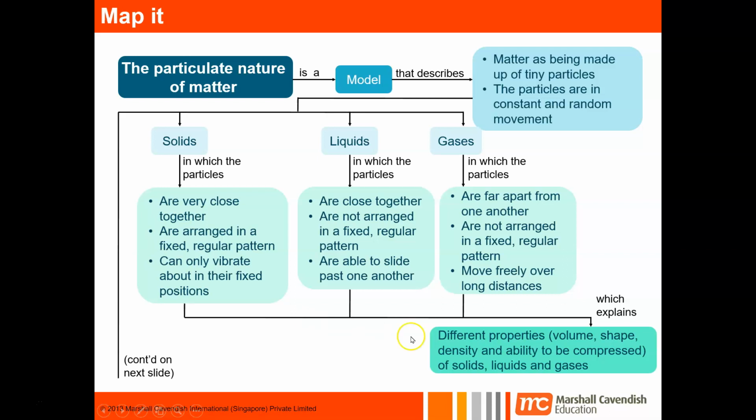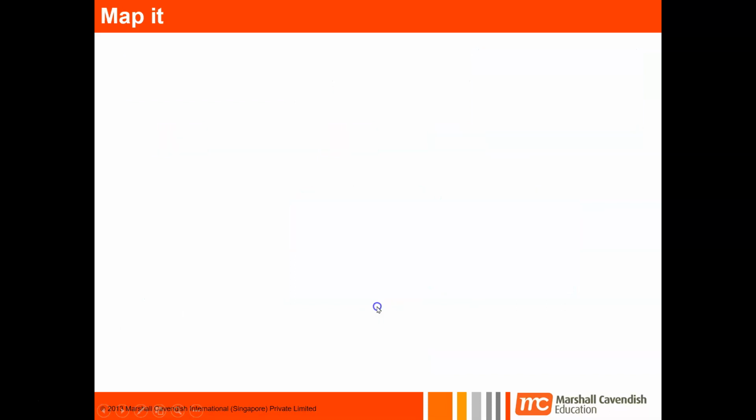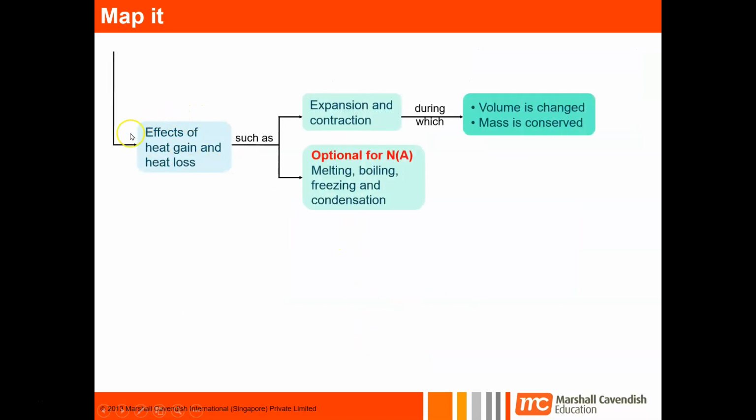These three have different properties, right? Such as different abilities to be compressed, so on and so forth. Go and read the textbook. Okay, lastly, the effects of heat gain and heat loss, such as expansion and contraction. Okay, so when you gain heat, you expand. When you lose heat, you contract. Okay, so the volume changes, but mass is conserved.